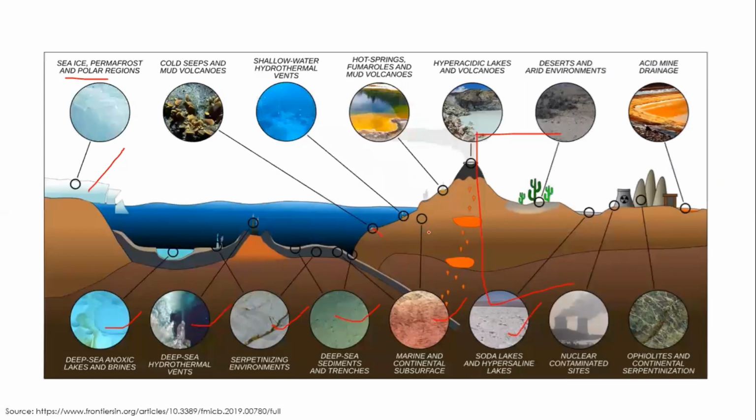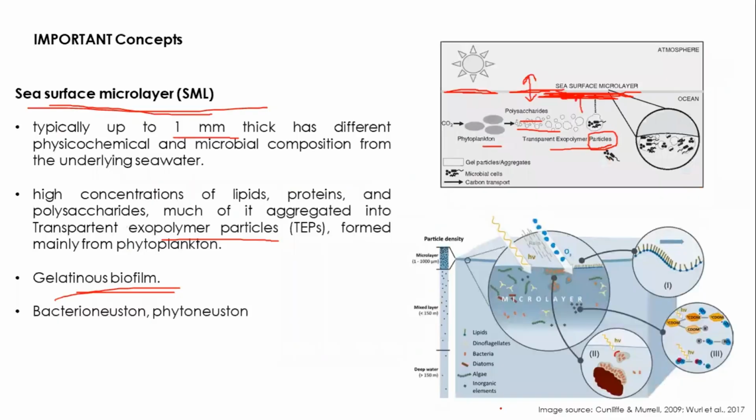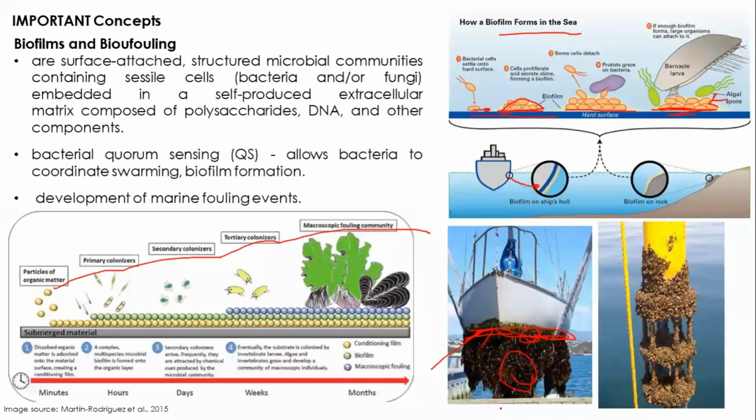Some examples are the gut microbiota, bioluminescent bacteria on the Angela Risca. Then you have the sponge associated, coral associated, and then seaweed associated, right? Then I gave you two concepts: bacteria not only are present everywhere, but they also change the microhabitats. For example, the phytoplankton releasing the exopolymers, forming the sea surface microlayer, right? And then this sea surface microlayer will have a completely distinct variety of microbes. Second is the development of the biofilm.